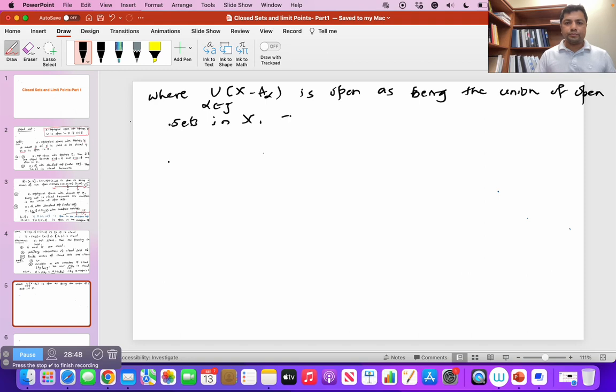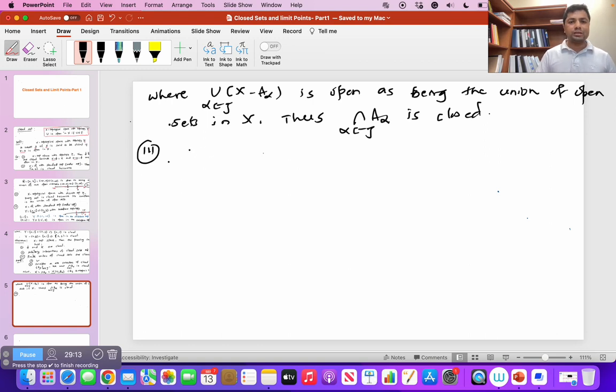Thus, we can say that the intersection of A alpha, for alpha in J, is closed. So we just proved that the arbitrary intersection of closed sets is closed. And the third one says the finite union of closed sets is closed.